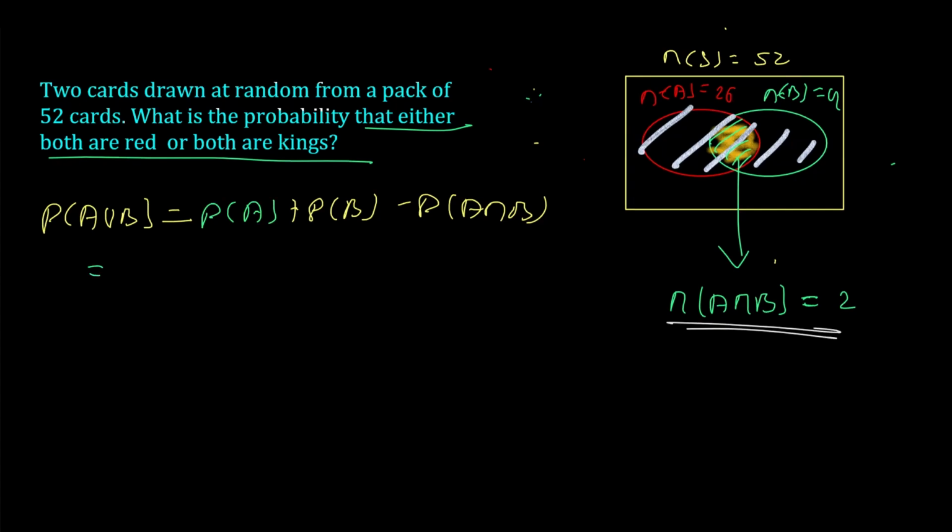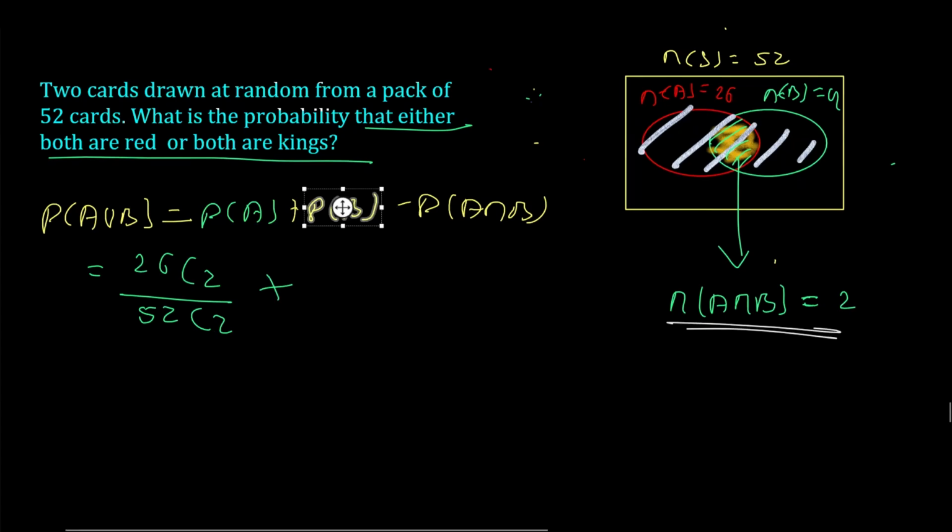And we know that we have 26 red cards, from which taking out two red cards is 26C2, and the total number of ways of taking out two cards from 52 cards should be 52C2. And what does P(B) stand for over here? P(B) stands for taking out two kings. So we have how many kings? Four kings, from which taking out two kings is 4C2, and the total ways remain the same, that is 52C2.